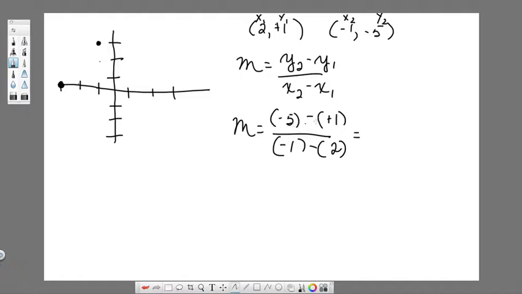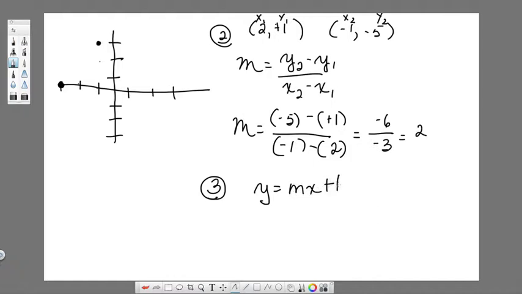All right, -5 minus 1 is -6. -1 minus 2 is -3. Simplify it, I get 2, so it has a slope of 2. So this is for problem number 2. Problem number 3 said to write the equation for that, so I know y equals mx plus b. Let's fill in what we know. We know the slope is 2.